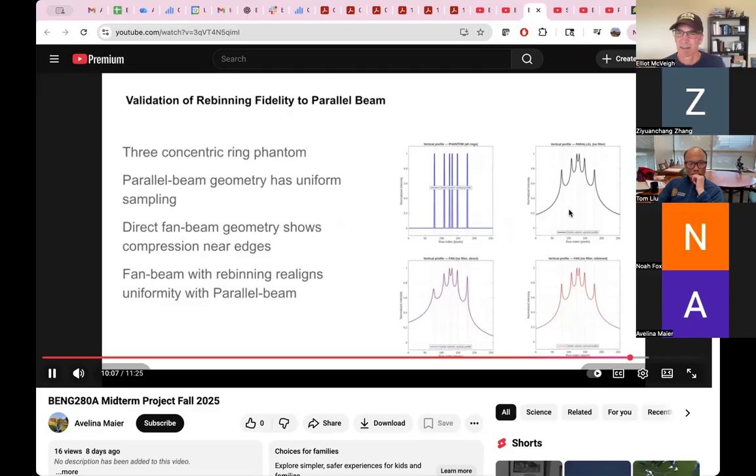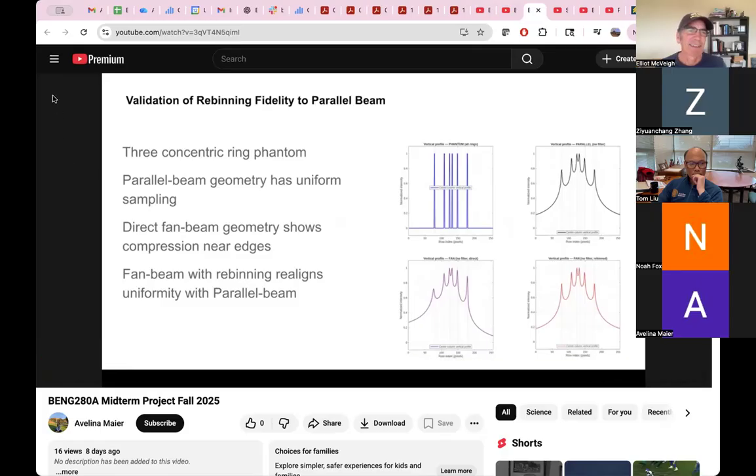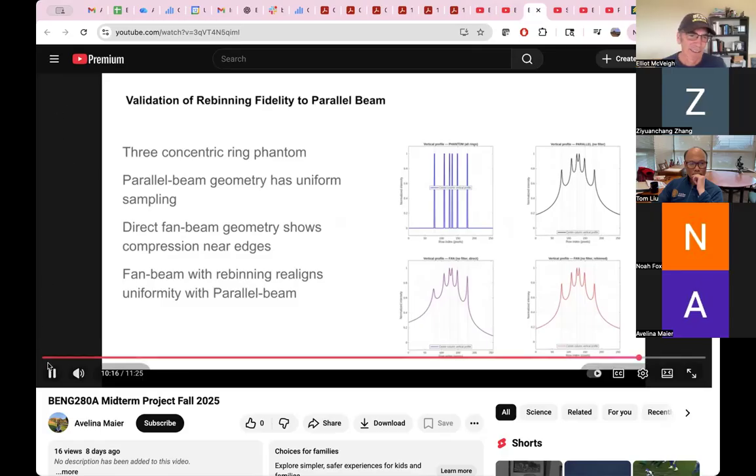Constructed a three-ring phantom in MATLAB and applied a direct fan beam and parallel beam geometry. And the parallel beam vertical profiles, the impulses.